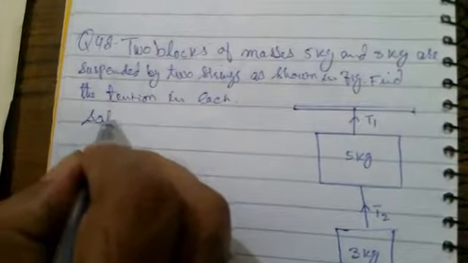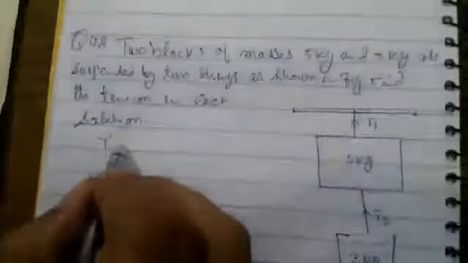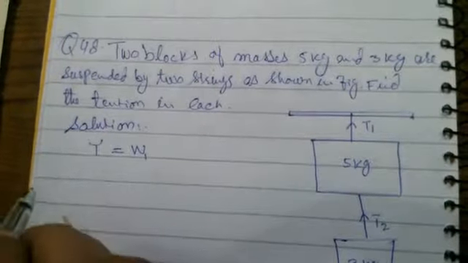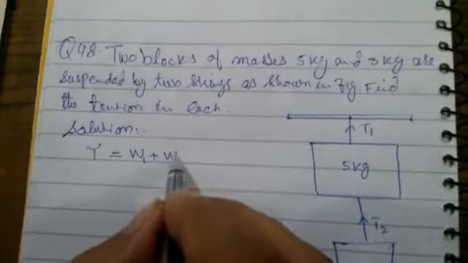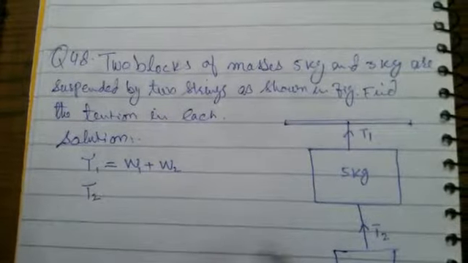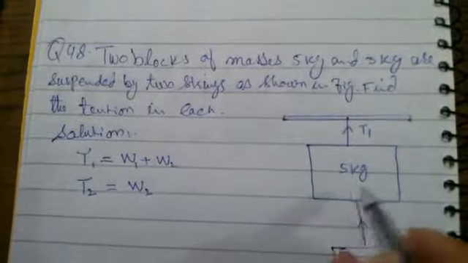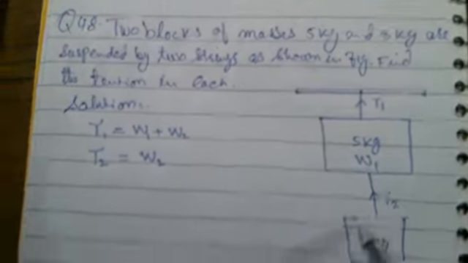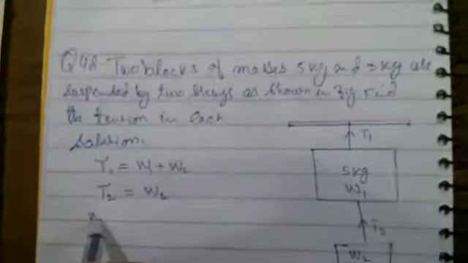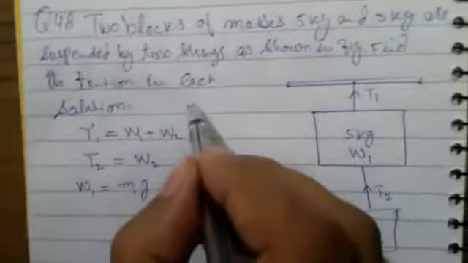Tension in the string is equal to W1 plus W2, and tension in this string is equal to W2. This is W1 and this is W2. W1 is equal to M1G. Here M1 is equal to 5 kg and M2 is given as 3 kg.